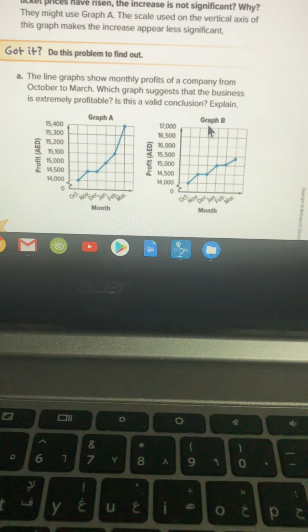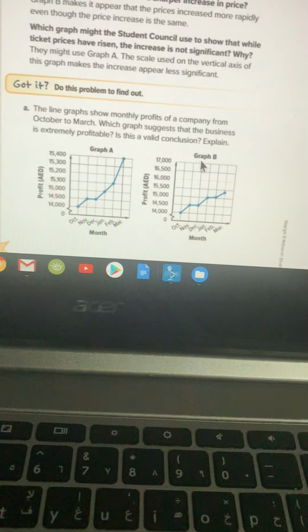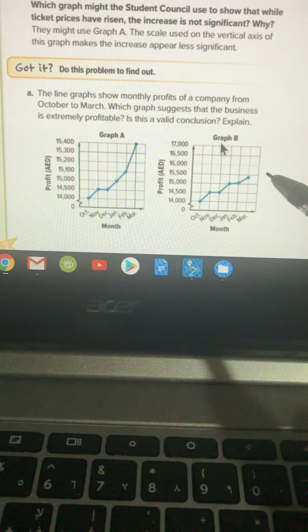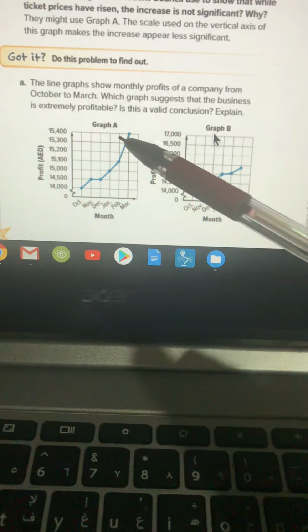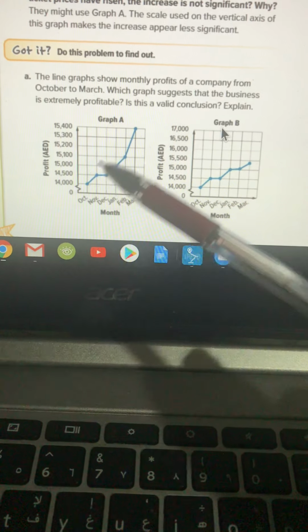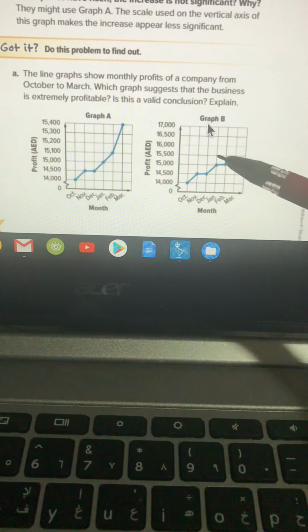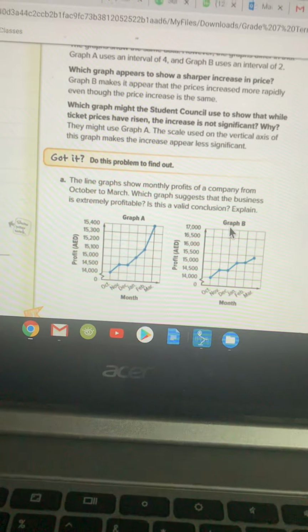Is this a valid conclusion? No, this is not a valid conclusion. Why? Because each graph shows the same amount in March. If you see, each graph shows the same amount in March. It's just that this one has a higher line. So graph B should be the better graph. Now let us go to C.